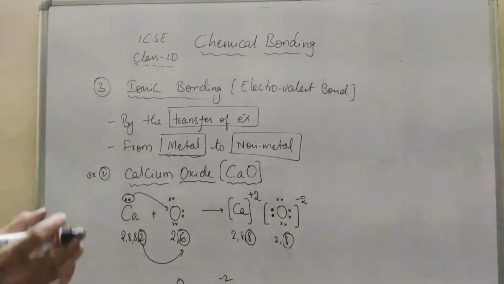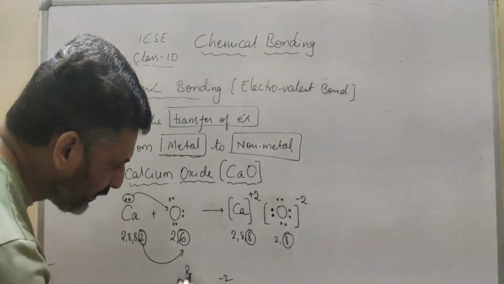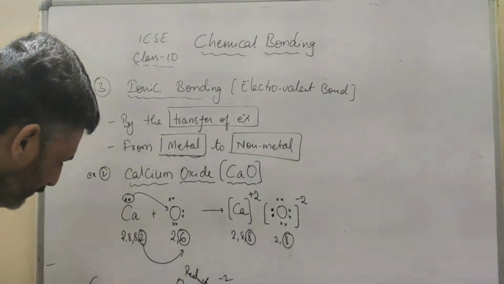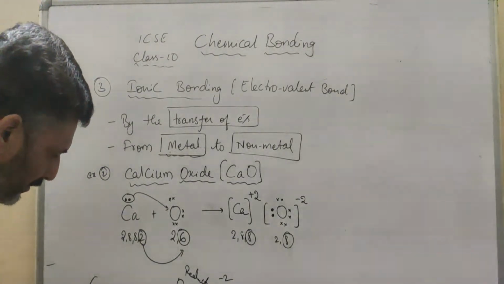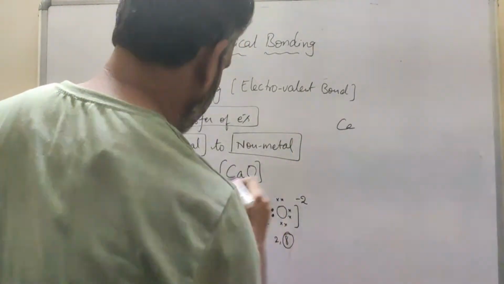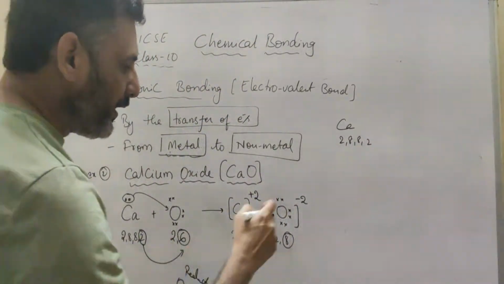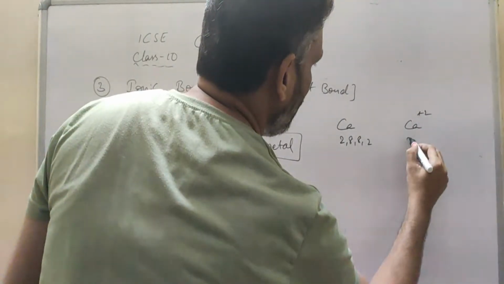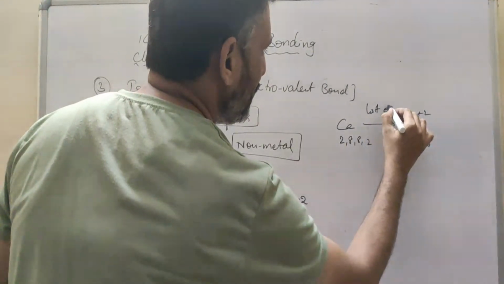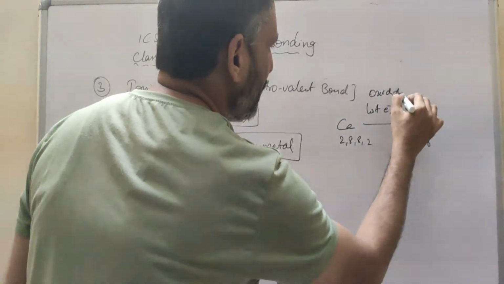So here oxygen is gaining electrons. When oxygen is gaining electrons, it is called reduction. That also you have to remember. Simple process. Whereas calcium atom, before transfer of electron, calcium is 2, 8, 8, 2. After transfer, it has become Ca plus 2, that is 2 comma 8 comma 8. It has lost electrons. Loss of electrons is called oxidation. So this is also very important.